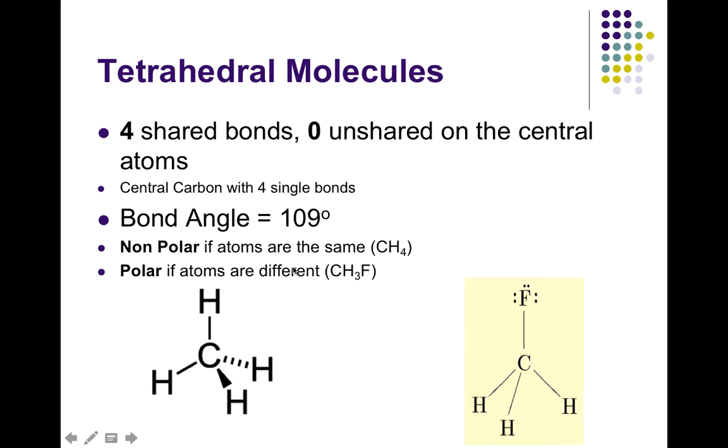It's nonpolar if the atoms are the same. See, we can't really see the ends. I'll show you that in a minute. And it's polar if you can. If it's CH3F, we can see one side is more lopsided. And in fact, this is going to be the negative end because the fluorine is very electronegative. So let me again show you some models.